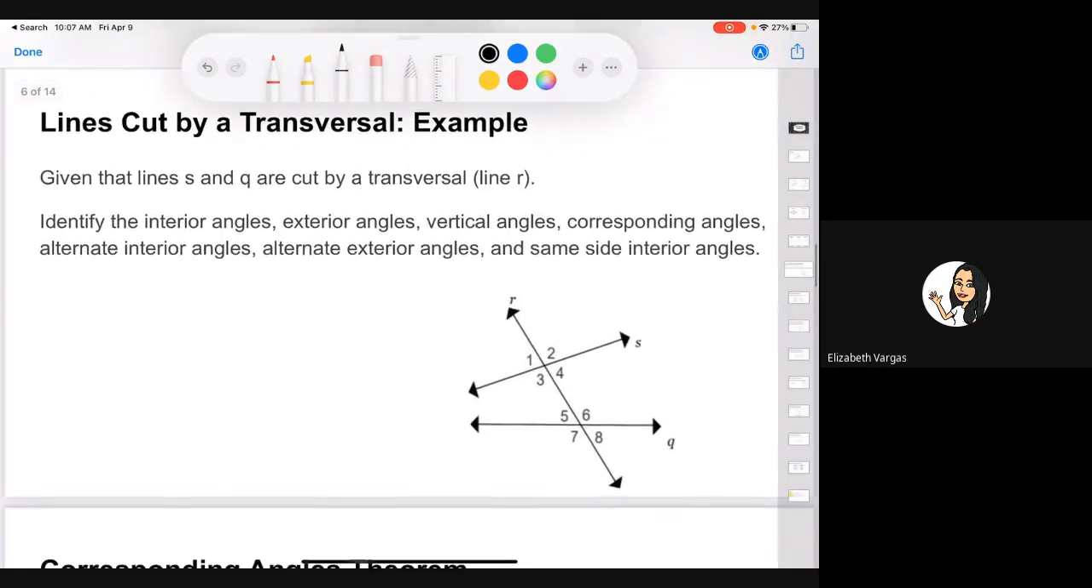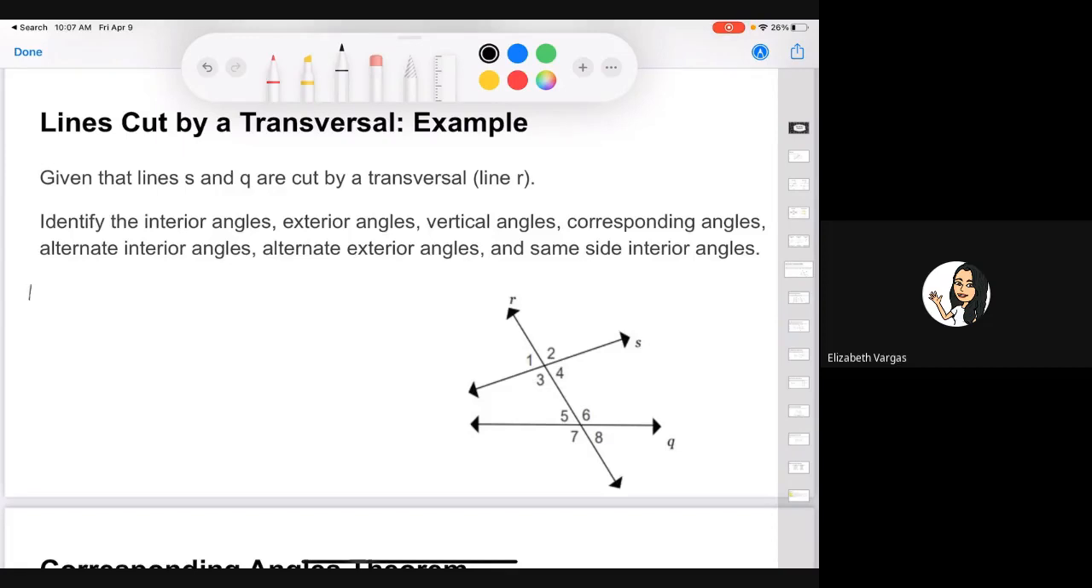Okay, so here we have a line cut by a transversal. Our transversal is R, and that transversal is a transversal because it intersects these two systems of lines. So S and Q is a system of lines, and it's intersecting that system of lines. Because it is cut by a transversal, we know it creates a variety of different angles, and so we're able to identify those angles.